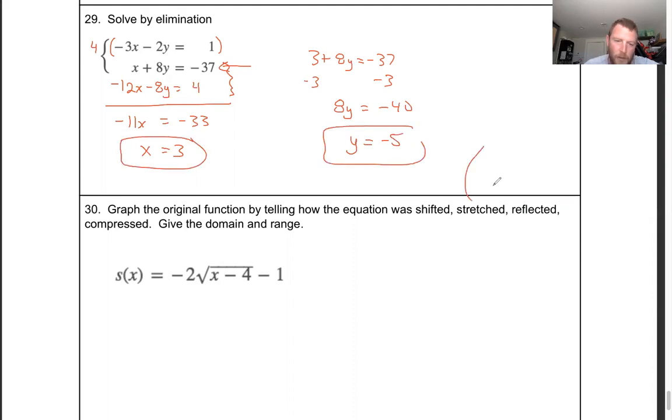So my answer is going to be 3, negative 5. If it doesn't work out, they'll tell you to write something in whole numbers or whatever like that. It's going to work out. You're going to get 2 answers. Okay.